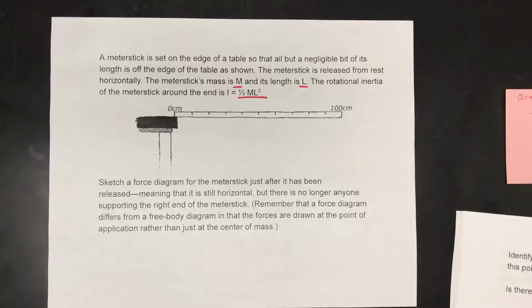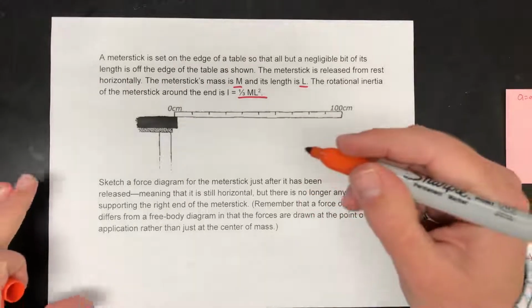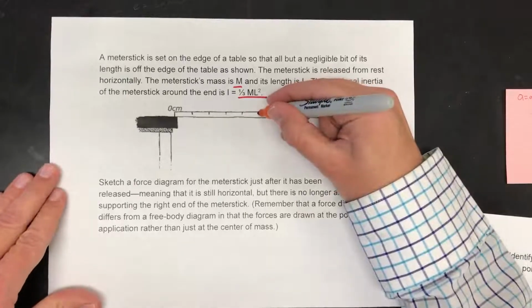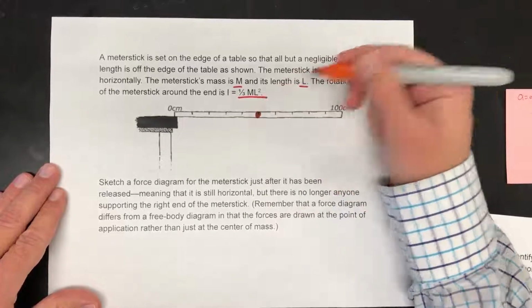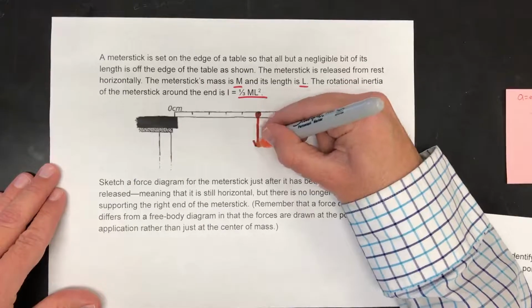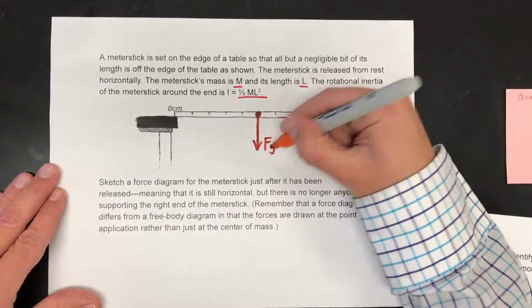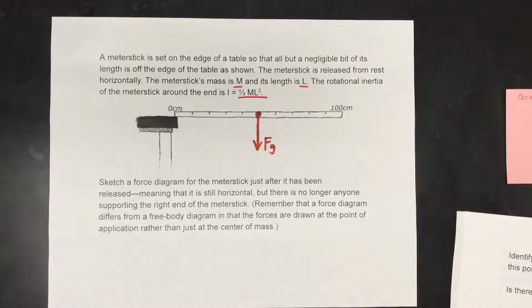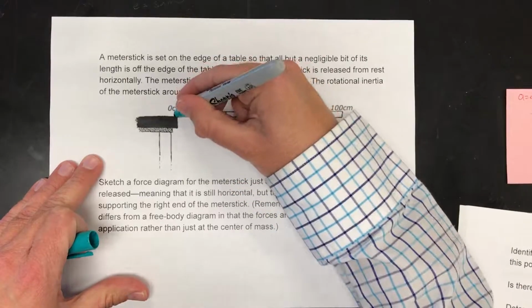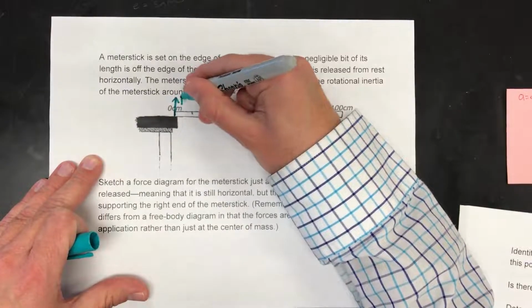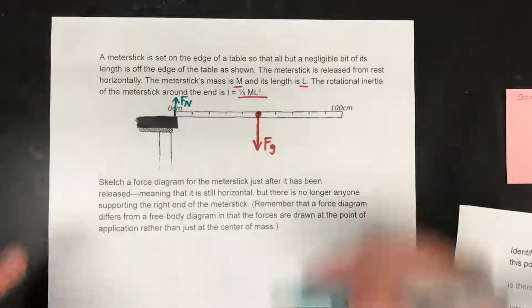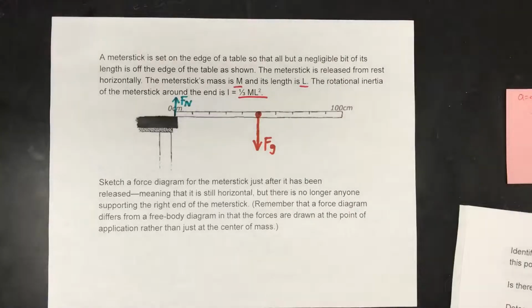Remember that a force diagram differs from a free body diagram in that the forces are drawn at the point of application rather than just the center of mass. So one thing is we've got gravity pulling on it. The center of mass is right in the middle, and so we've got this force of gravity, I'll label it right there, pulling down on it. We've also got the table pushing up on this tiny little end, so there is a normal force, I'll call it, right there at the edge.